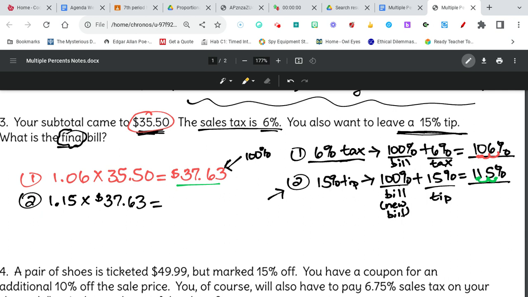Let's see. $37.63 times 1.15, which means after they add in the tax and I leave my 15% tip, I will have paid $43.27. This is my final bill, including the tax and tip, guys.